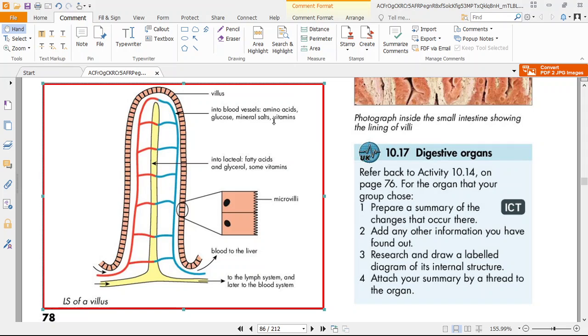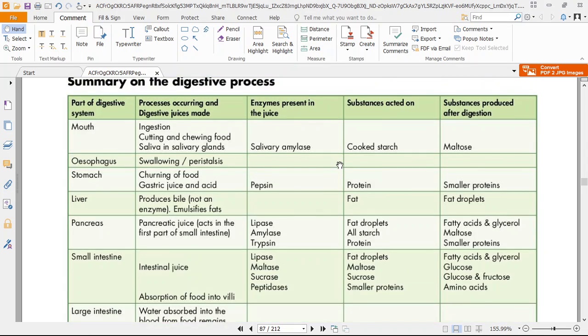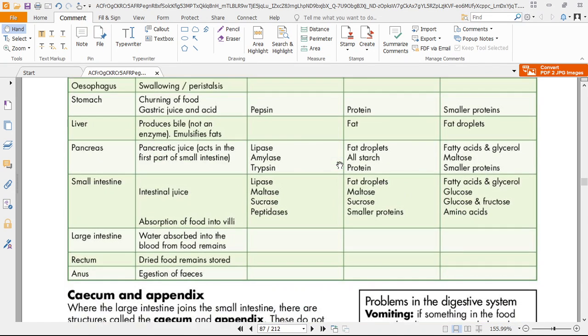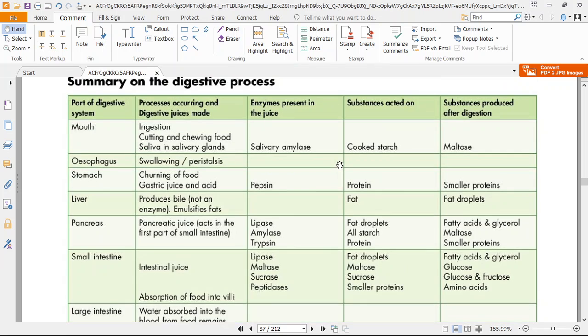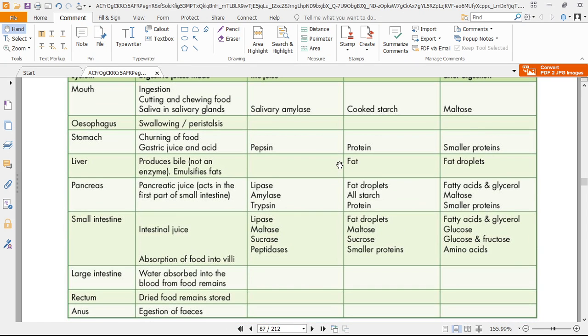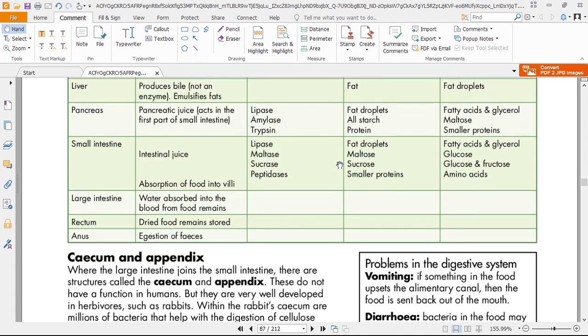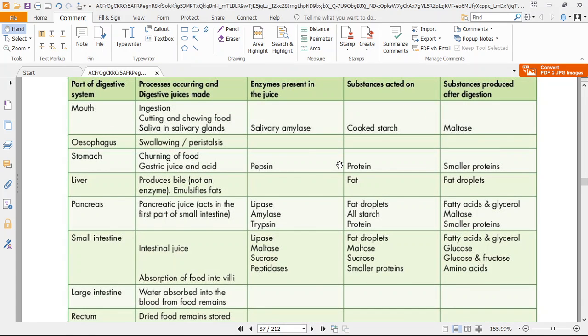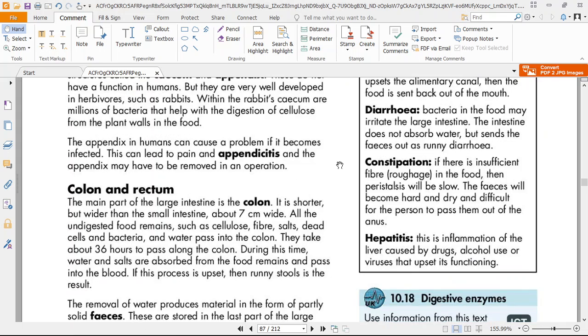So, moving along. Now this is the table of your summary, right? Please know this table. This table needs to be known. We all have this textbook. We can go through it.